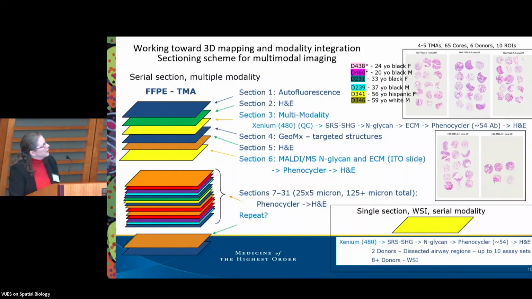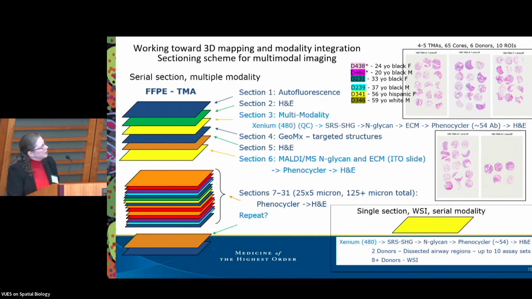H&E again, some additional MALDI and PhenoCycler, but then a set of about 30 serial sections. We've already cut these. They're just waiting in line now for PhenoCycler staining. There'll be 5 micron, about 25 to 30 of them. So covering about 125 micron total. That will give us most of the smaller vessels, at least once or twice, and the alveolar structure as well.